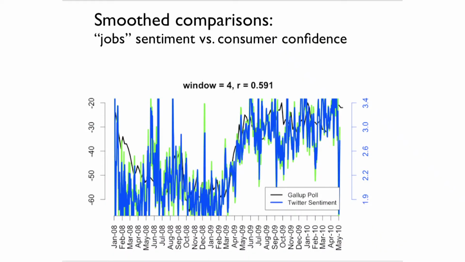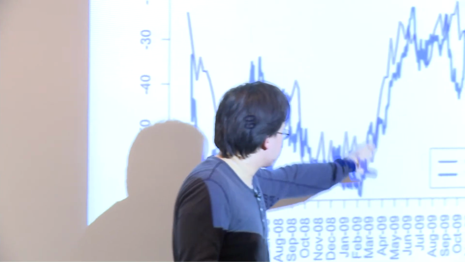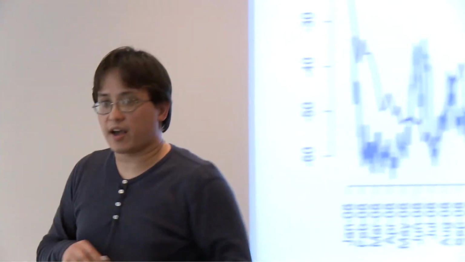In particular, consumer confidence in 2008, 2009 is a very crazy time for the American economy, right? There's a general trend of this sort of decrease through 2008, and then somewhere around spring 2009, it comes back. And yeah? Does Twitter and Gallup let you do any demographics at all?